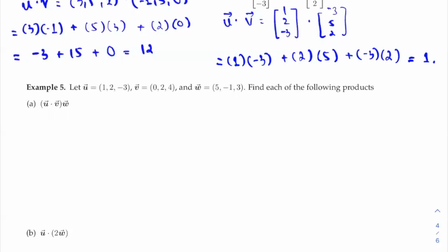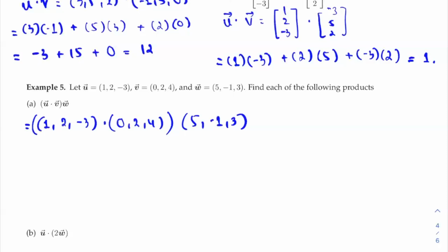Now we're going to do some mix and match calculations where you have the dot product involved. Given the three vectors u, v, and w, in problem A, you want to do the dot product first, and then whatever result you got, you multiply with the vector w. So I have the vector 1, 2, negative 3, dot with 0, 2, 4, and then multiply with 5, negative 1, 3.